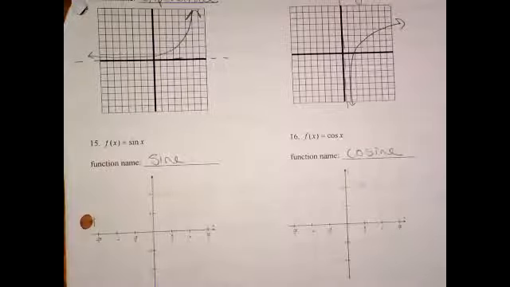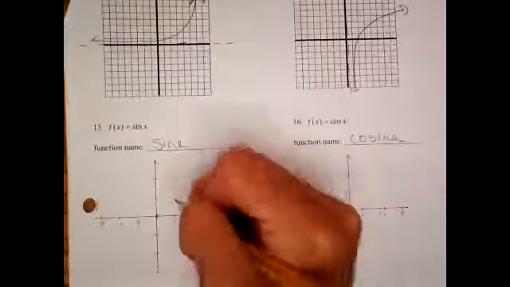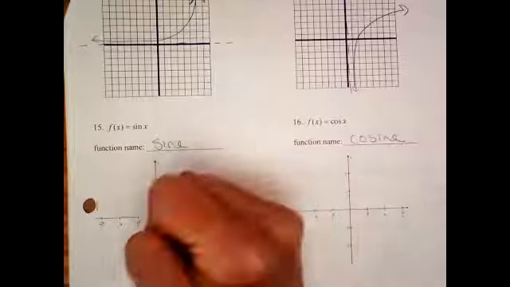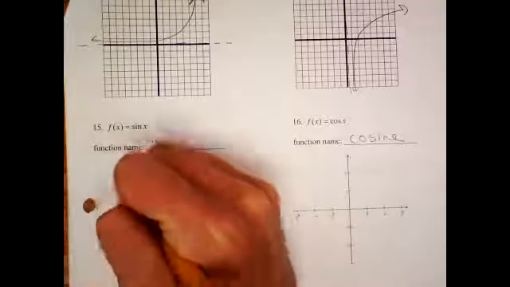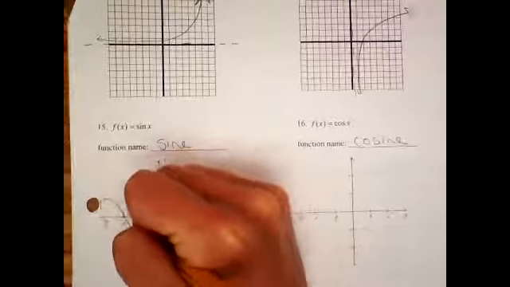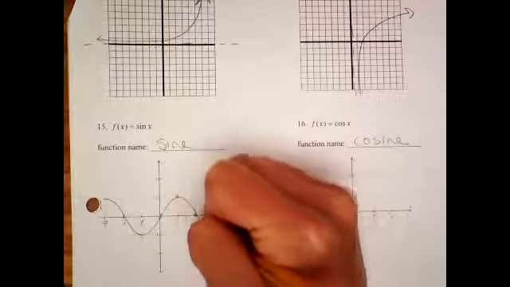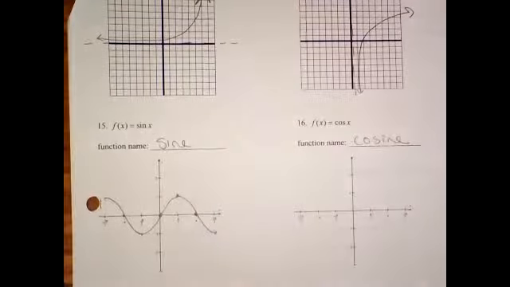Sine starts at the origin, and then it does this wave. It goes up and comes back down, goes up and comes back down. It's going to be this infinite wave. Let me draw it on here and move my hand so you can see it. So just remember where it starts. Sine starts at 0, 0, and then it does a wave.